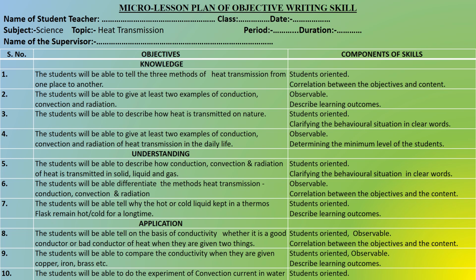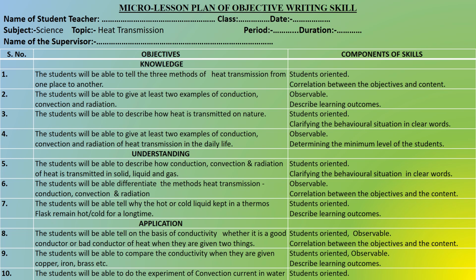The next point is the students will be able to differentiate the methods of heat transmission: conduction, convection, and radiation. The components are observable and correlation between the objectives and the content. The next point is the student will be able to tell why the cold or hot liquid kept in a thermos flask remains hot or cold for a long time. This is again student oriented and it describes the learning outcomes.